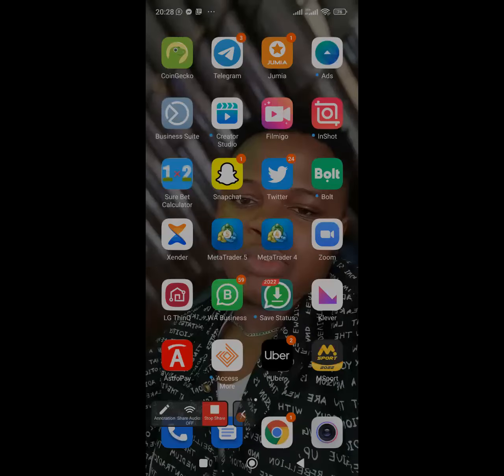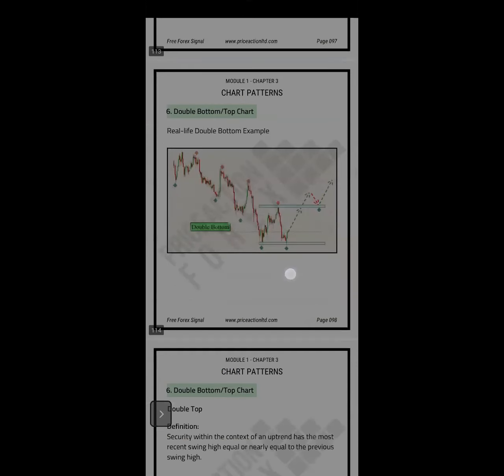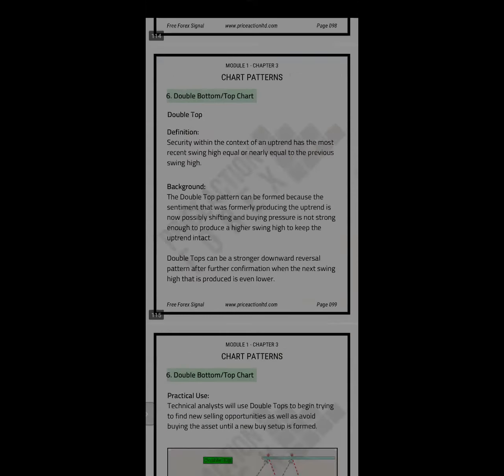All right. What else do we have here? Okay, let's talk about the double top chart pattern.